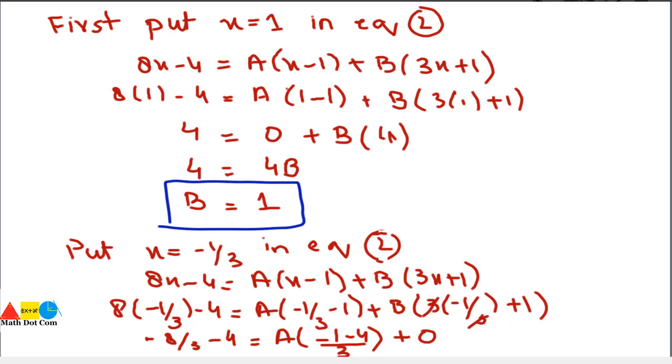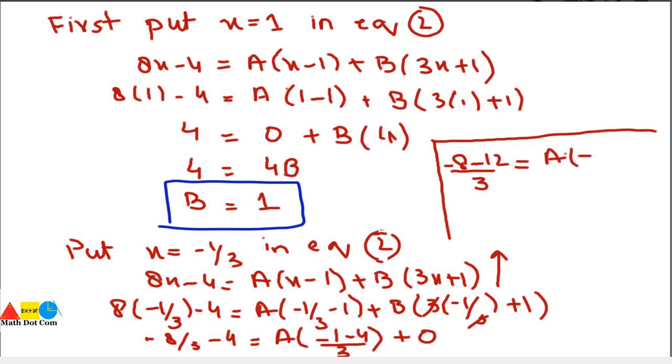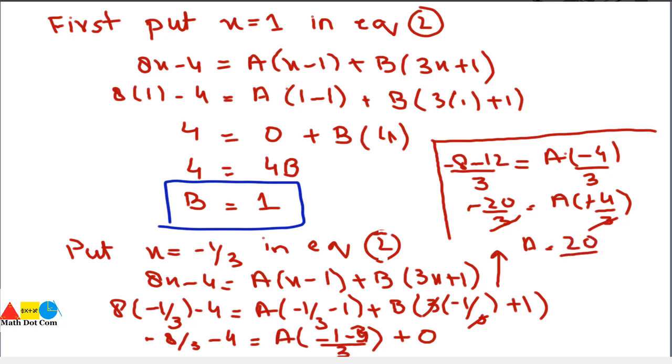So it can further be simplified as, I'll write it here, minus 8 by 3 minus 4. We have to take the LCM as minus 8 minus 12 divided by 3 equals a into minus 4 divided by 3. It will be 3 here, mistakenly written. So we have minus 20 by 3 equals a into minus 4 by 3. This 3 will be cancelled out and the minus will also be cancelled out. Then the 4 will go to the opposite side. It will be like a equals 20 by 4. And we will get the value of a as 5. So a equals 5.